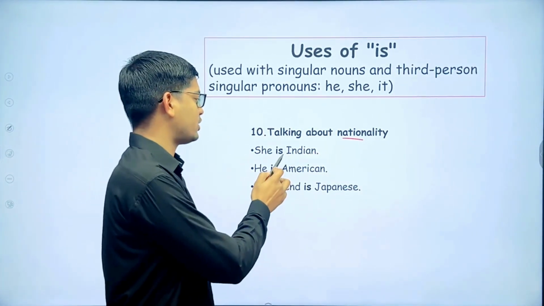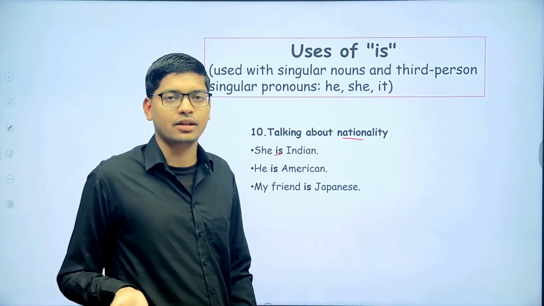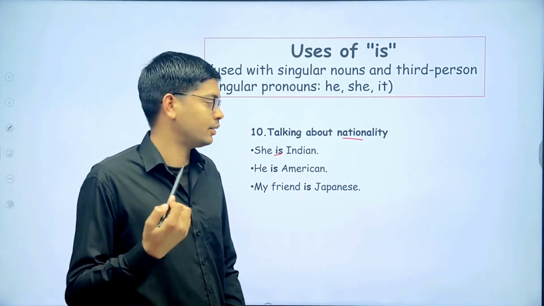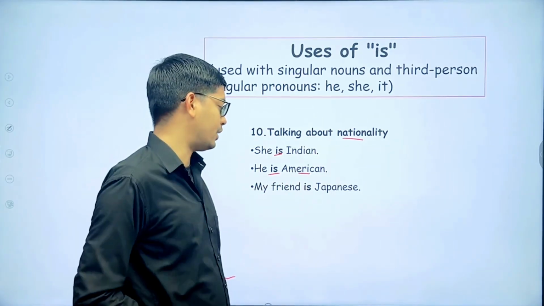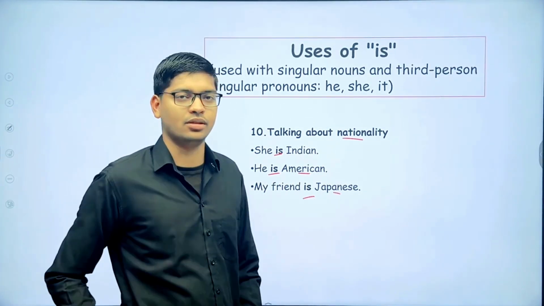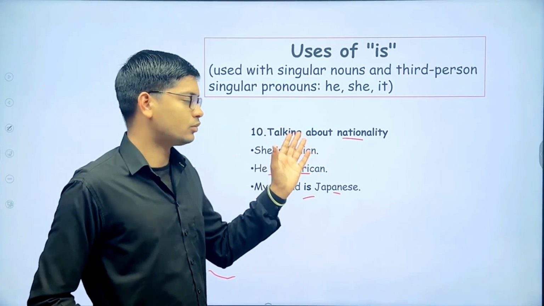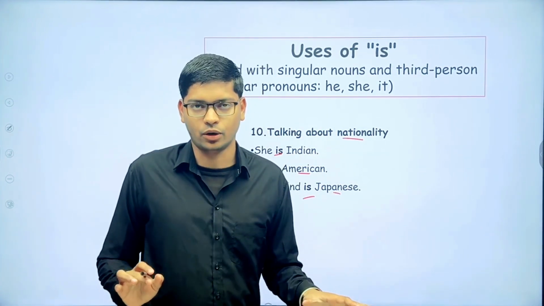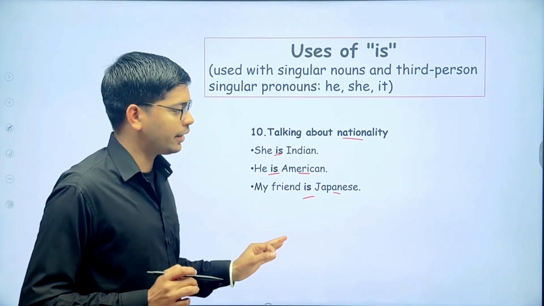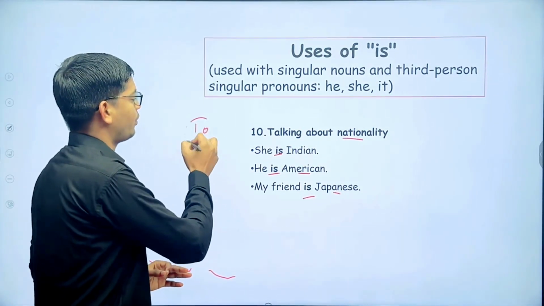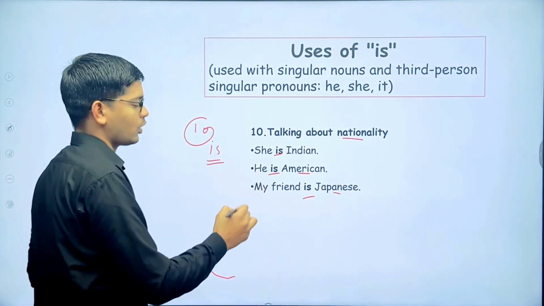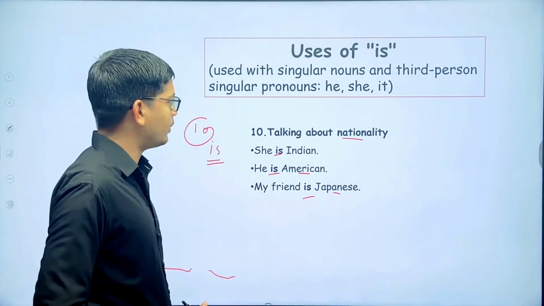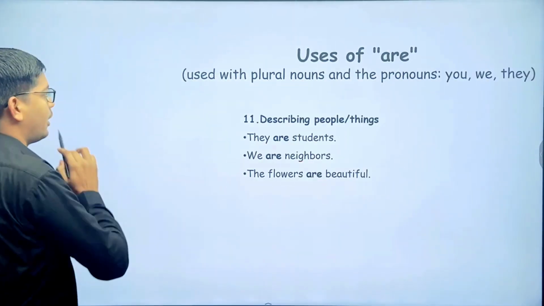For example, she is Indian. She is American. He is American. My friend is Japanese. To talk about nationality, you can use is. So here we have read 10 uses of is. Next we will see uses of are.